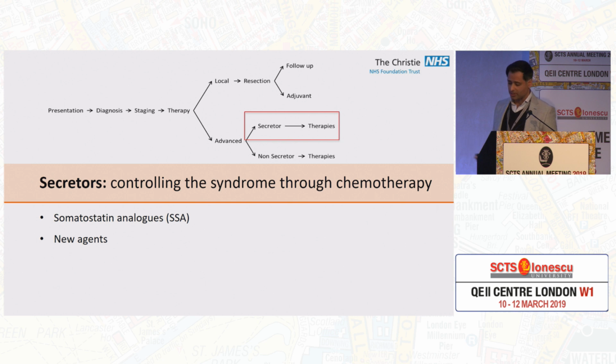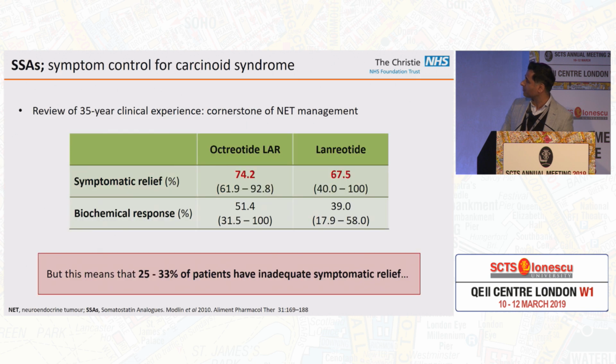So, for the secretors, which is the easiest, the low-hanging fruit to talk about, what do we do about the secretors? The standard of care remains the somatostatin analogs. They've been around for about 35 years, and we have good experience with these, and we know that when a person has a syndrome, we can control that syndrome in between 2/3 and 3/4 of patients.